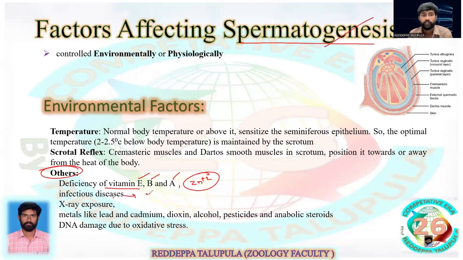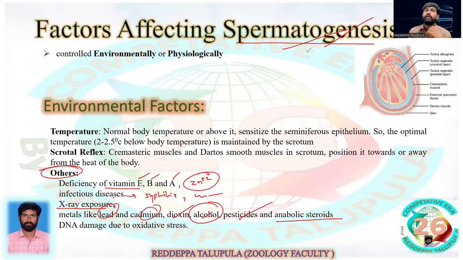Next, infectious disease: syphilis, gonorrhea, all those things come under infectious disease. AIDS, even those are sexual diseases, of course, they also affect spermatogenesis. Next, if we talk about X-ray exposure, if there is continuous scanning over the testes, it causes mutations in those cells, and the essential proteins that need to be present during spermatogenesis are mutated and affect spermatogenesis. Okay. Next, metals like lead, cadmium, dioxin, alcohol consumption, pesticides, anabolic steroids, all these things also affect spermatogenesis.